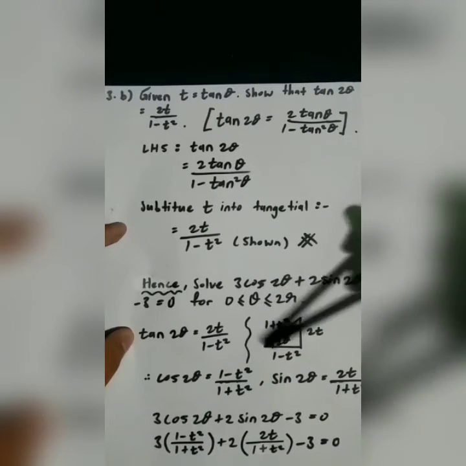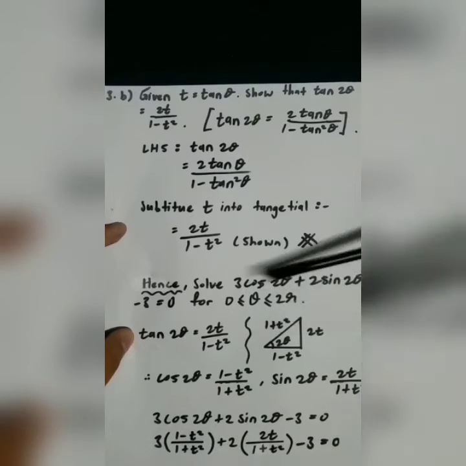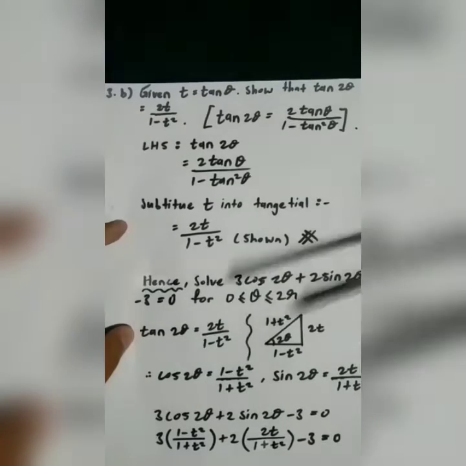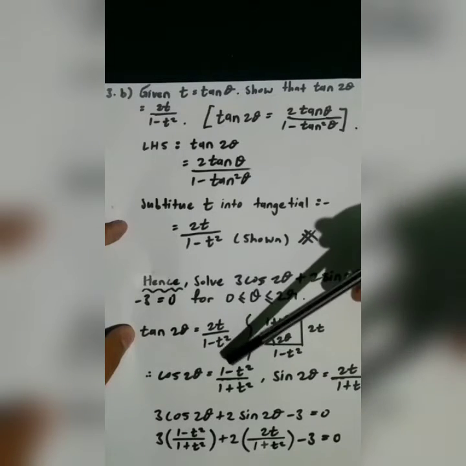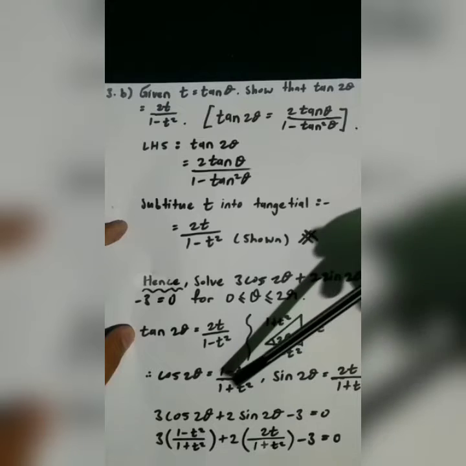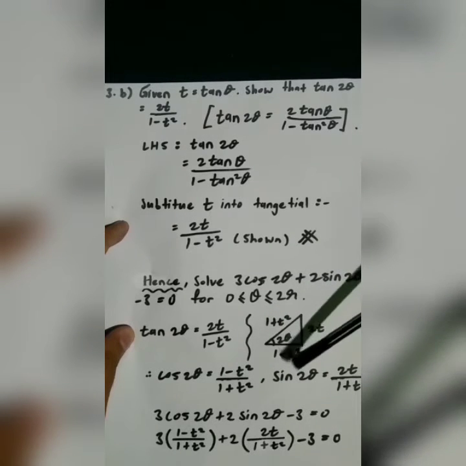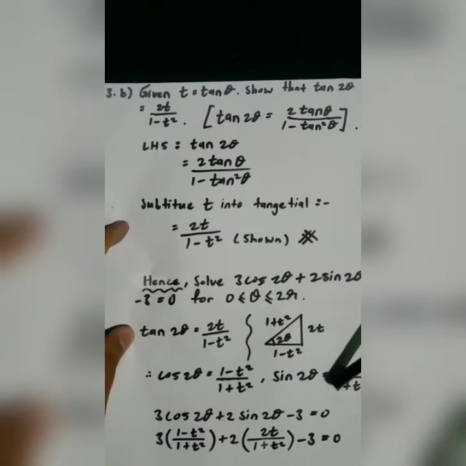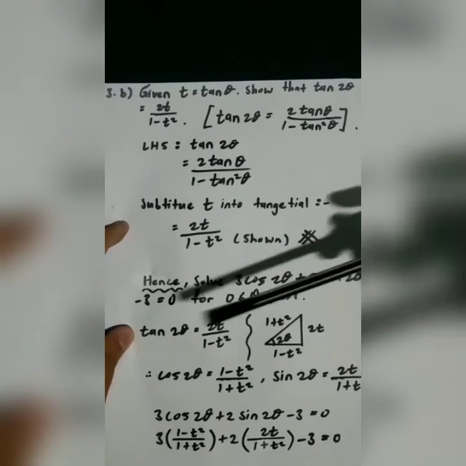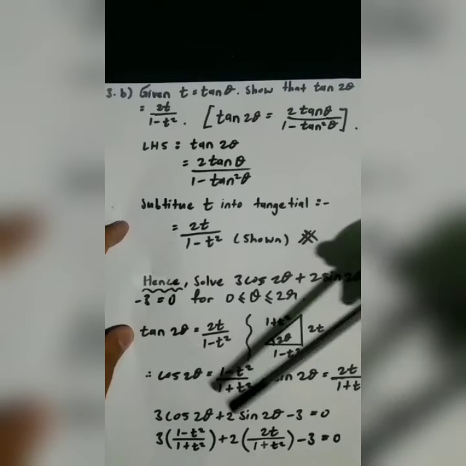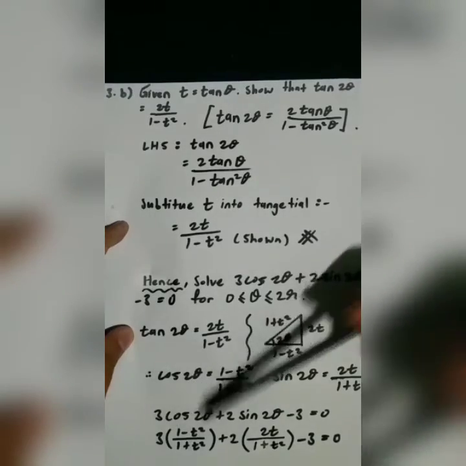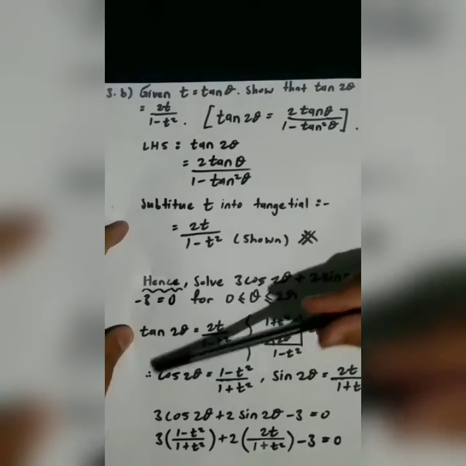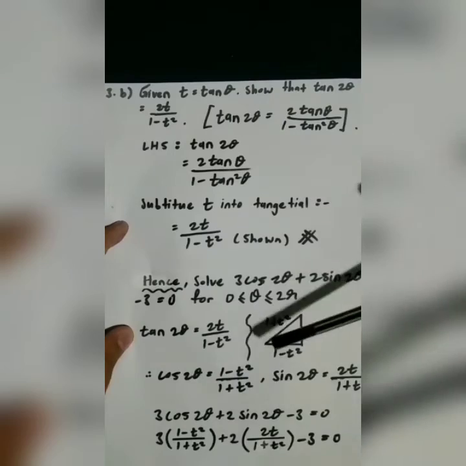The reason we need the hypotenuse is because we will use it for cos 2 theta and sin 2 theta. From that, we get cos 2 theta is equal to 1 minus t squared over 1 plus t squared, and also sin 2 theta is equal to 2t over 1 plus t squared. Then we look back at the question: 3 cos 2 theta plus 2 sin 2 theta minus 3 equals 0. We just replace the cos 2 theta and sin 2 theta that we found.